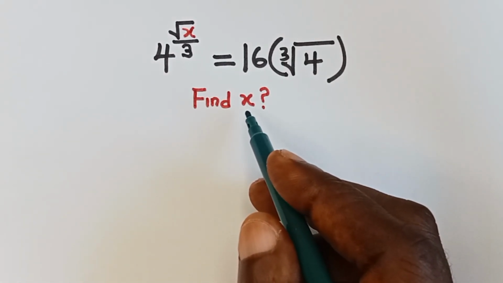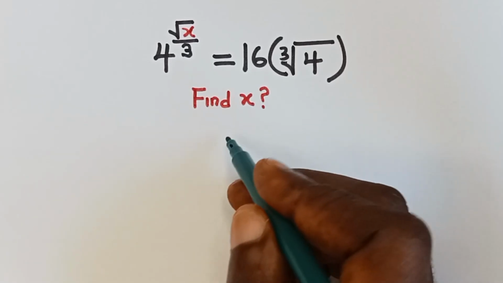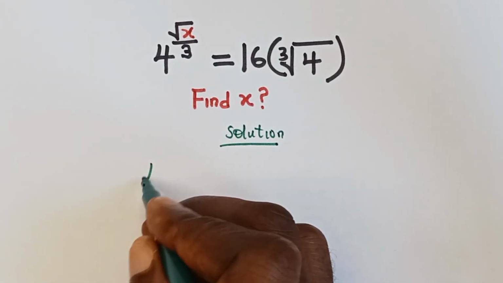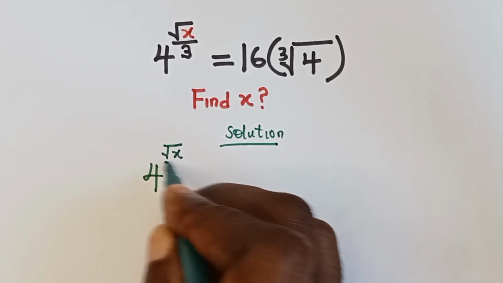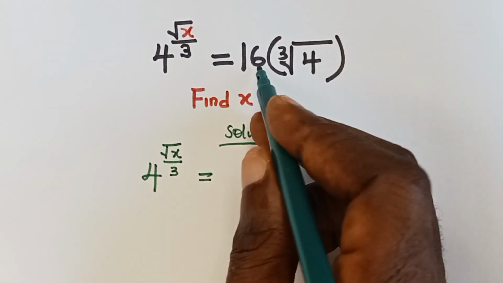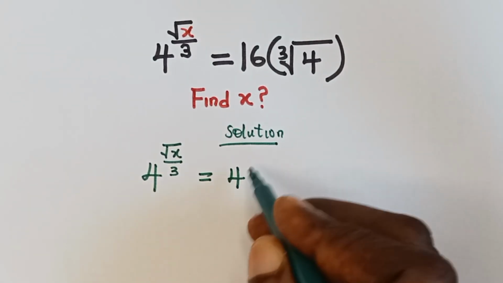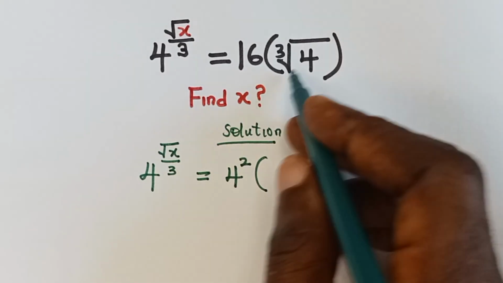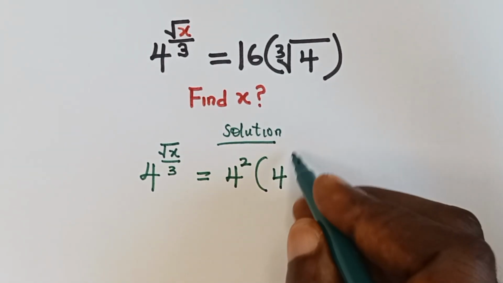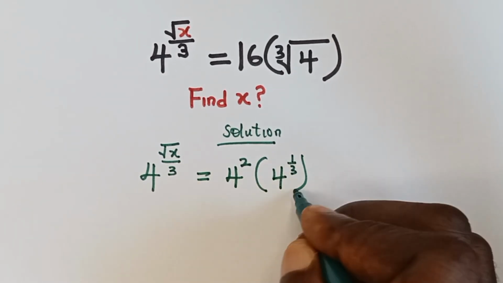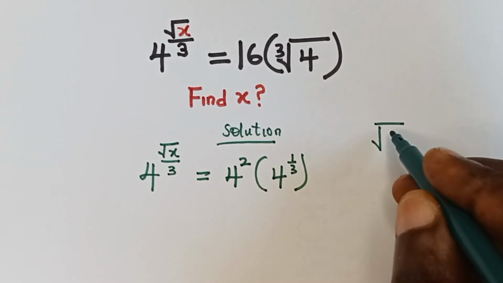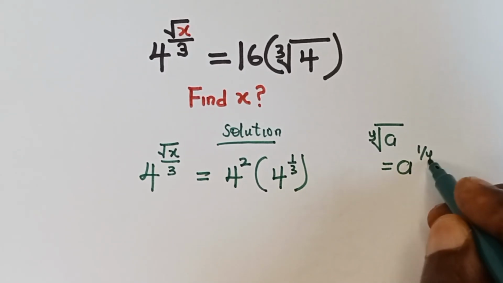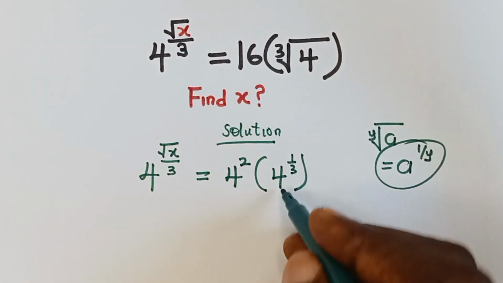Let me quickly show us how to solve this equation. Alright, we have 4 raised to power square root of x over 3 equals to, another way to write 16 is 4 raised to power 2. 4 raised to power 2 is 16, and we also have the cube root of 4. Cube root of 4 can also be written as 4 raised to power 1 over 3, right? Because if we have y root of a, then it becomes a raised to power 1 over y. Alright, so that is what I have applied here.